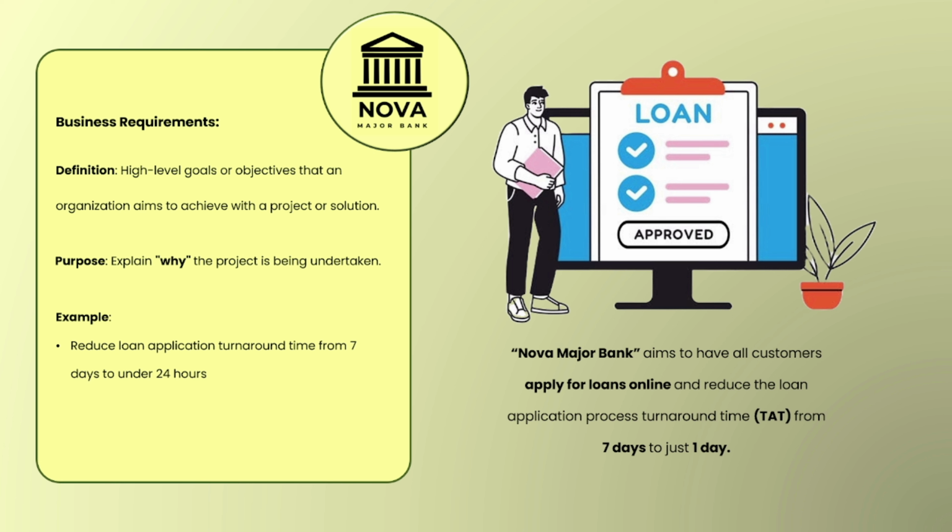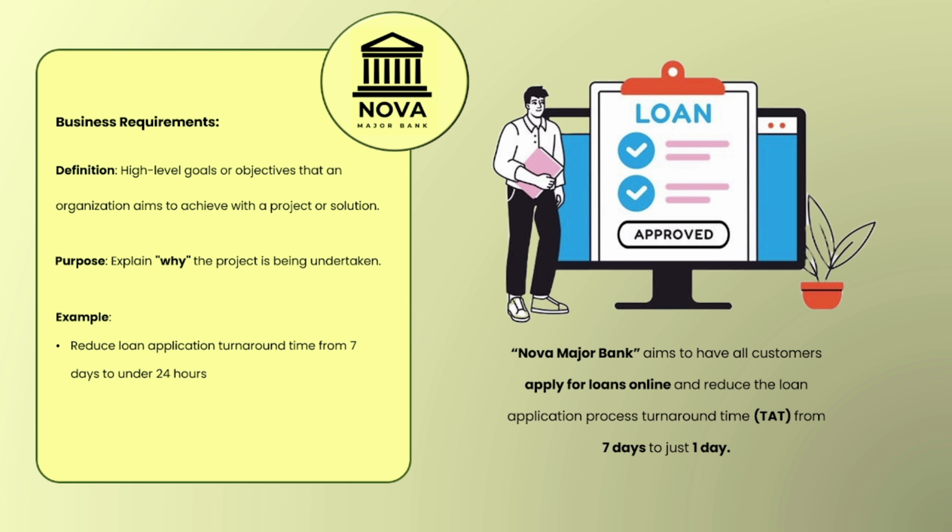Business requirement is similar to business need, but the only difference is that now it is in documented form. So it is defined as a high-level goal or objective that an organization aims to achieve with a project or solution, and the purpose is to explain why the project is being undertaken.